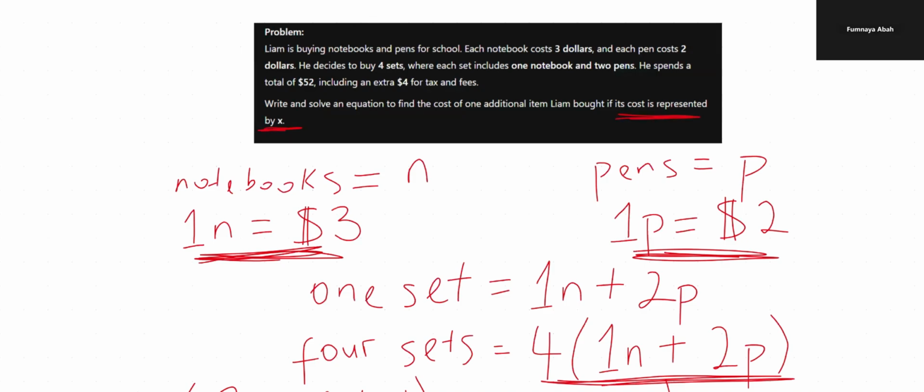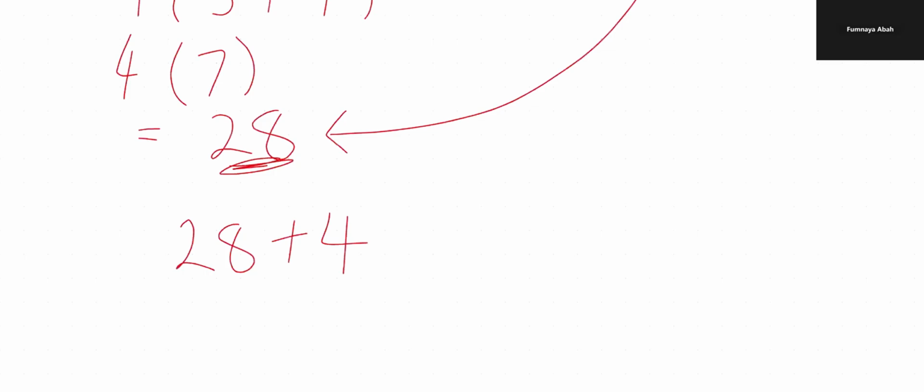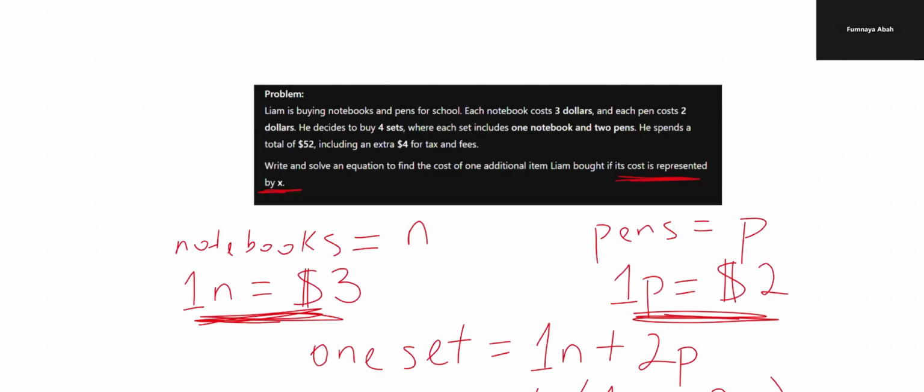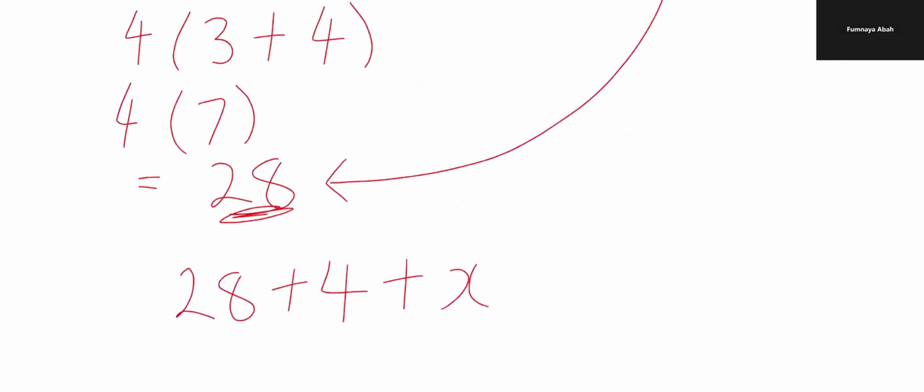The question said that its cost is represented by X. So this mystery item is X dollars. So we can say 28 plus 4 plus this mystery item, which we refer to as X, and that the cost of all of this is equal to $52, because the question says that Liam spends a total of $52. So the total sum of all the things he bought, 28 plus 4 plus X, the whole sum is equal to $52. So now we have to find the value of X.